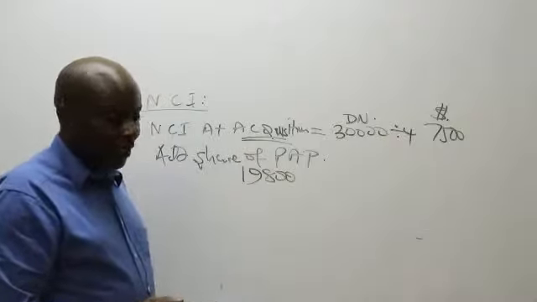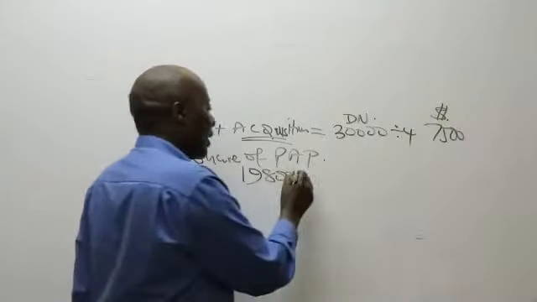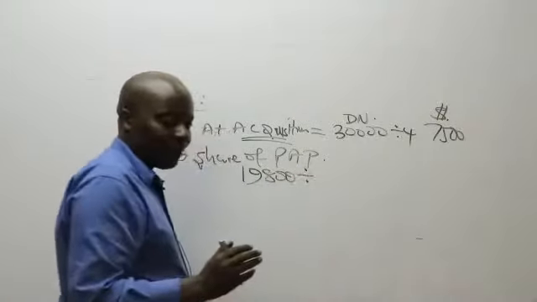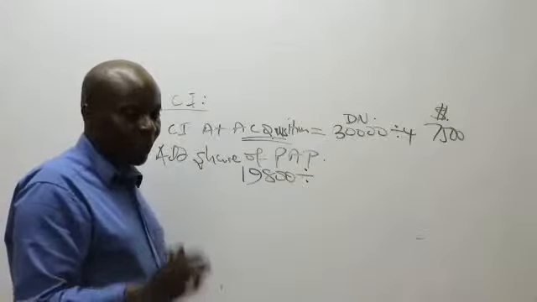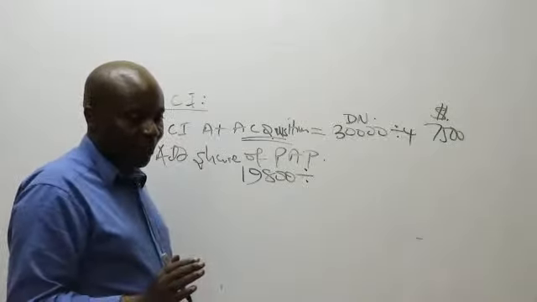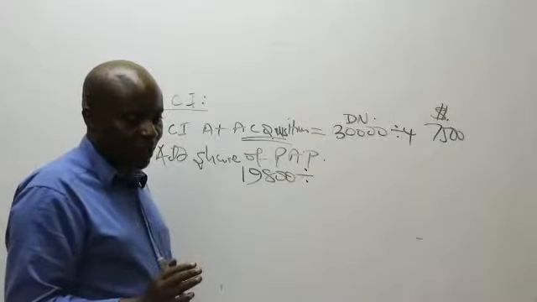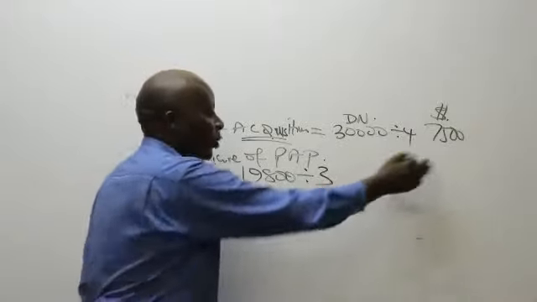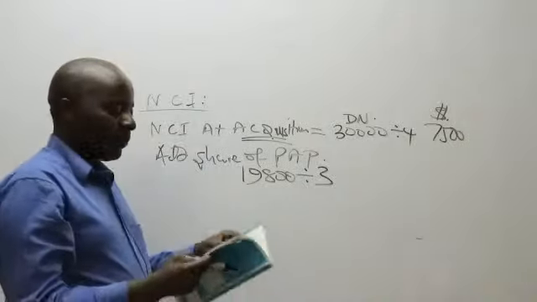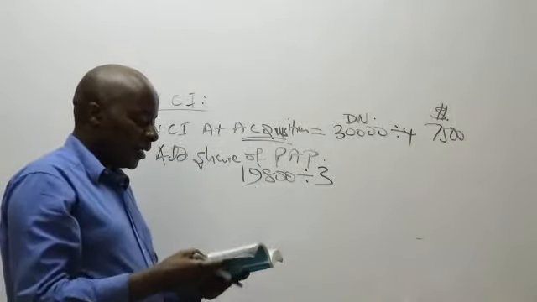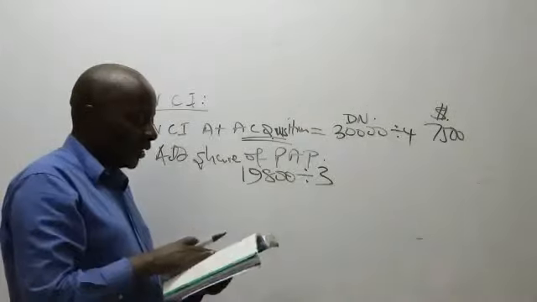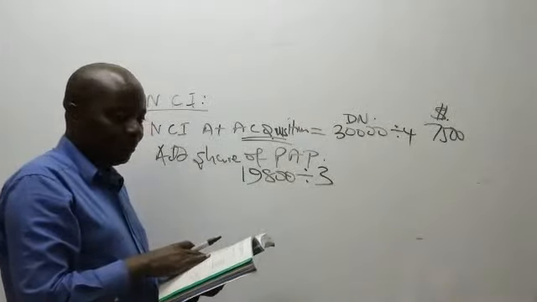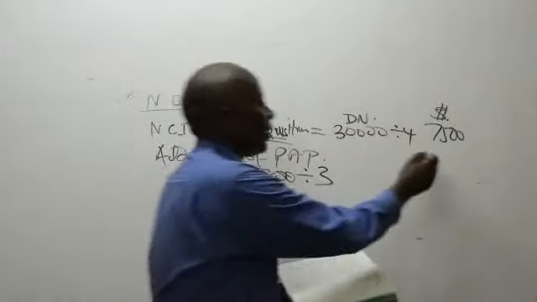I think DN. So DN, no problem. Come and divide this by the average rate. What is the average rate? 3. So divided by 3. Could you kindly give me a figure to write there? 6,600. Thank you very much.